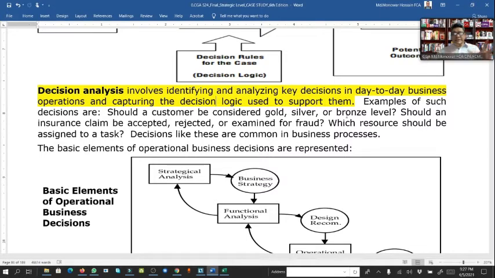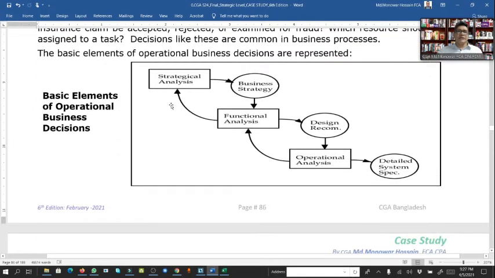That means that type of situation can happen anytime, and we have to solve it. An example of such a decision is whether the customer should be considered. Different types of customers may happen. So here are the basic elements of an operational business decision.